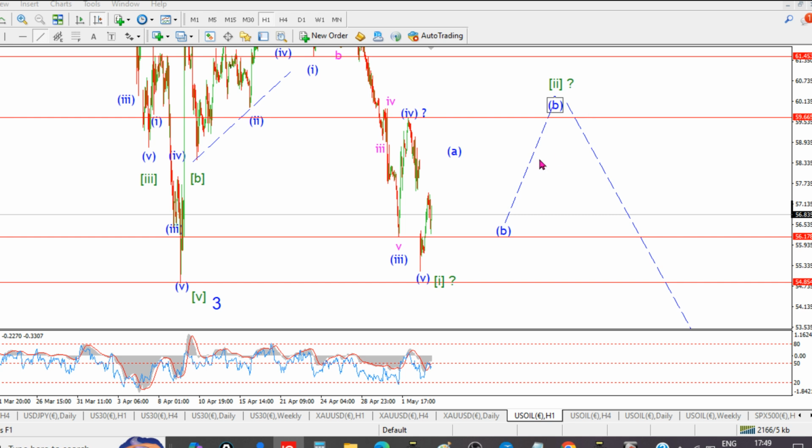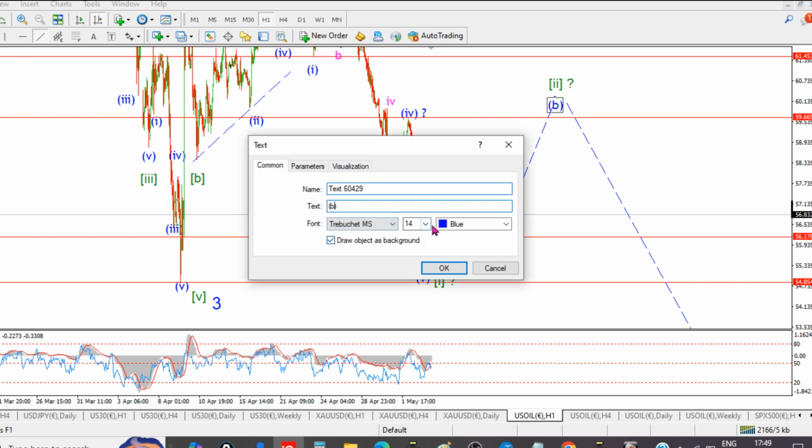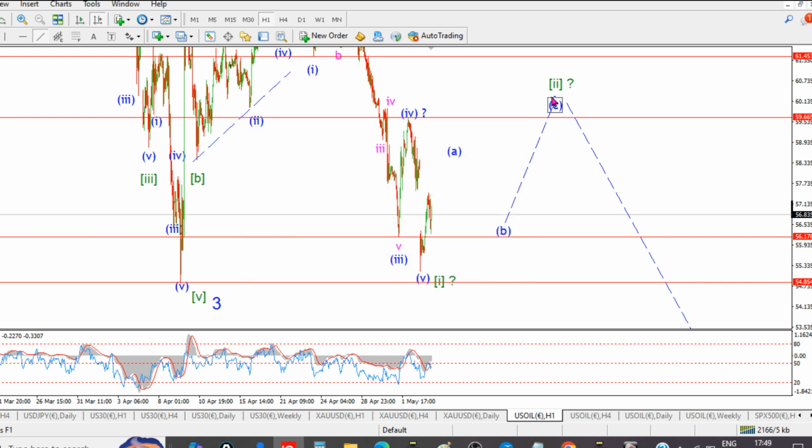Okay, so wave C. So that's wave A, B, and C of wave 2. Again, the previous fourth wave was about 59.60, call it about $60. So 3 waves up towards about $60 in wave 2. That's the kind of baseline scenario this week, and we'll see whether it plays out or not. So far, so good.